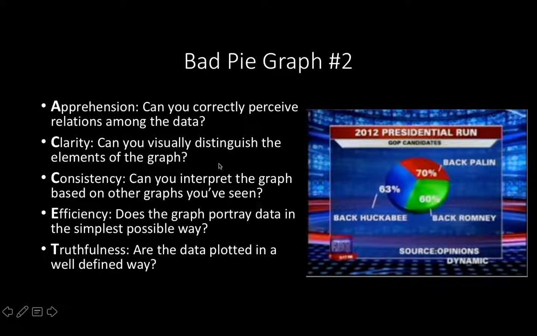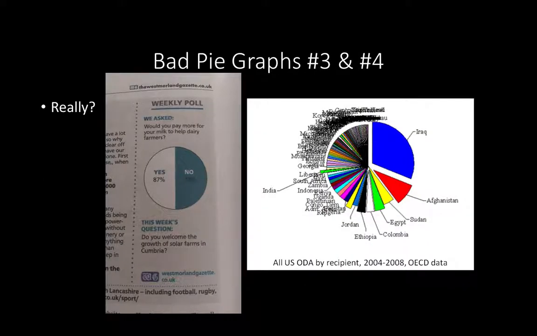Other things that they're doing wrong in this, they've tilted the graph back so that the area here actually looks like it's bigger than the area here. Maybe they even tried to make these equal thirds, but they're not equal. There's so many things wrong here. Are they plotted in a well-defined way? Not a chance. Does the graph display data in the simplest possible way? Not a chance. Is this consistent with other graphs you've seen and basic common sense? Not a chance.